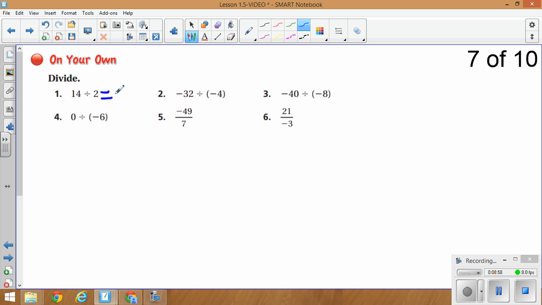Okay, so the answer to number 1 is 7. Signs are the same. The answer to number 2 is 8. Signs are the same. The answer to number 3 is 5. Signs are the same, so the answer is positive. Answer to number 4 is 0. So we're dividing 0 by negative 6. The answer to number 5 is negative 7. Signs are different. And the answer to number 6, my signs are different, it's a negative. 21 divided by 3 is 7.